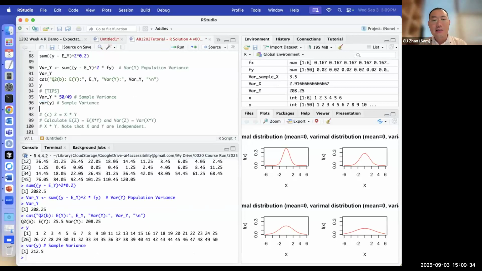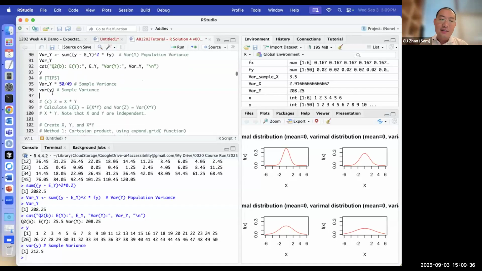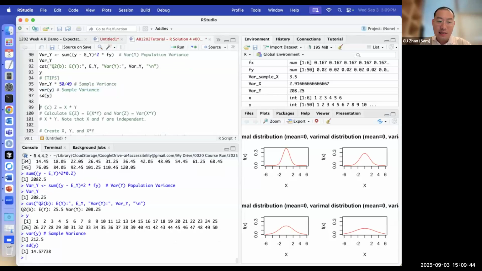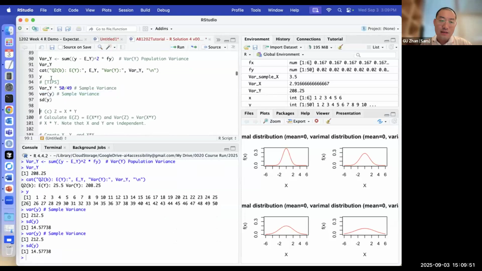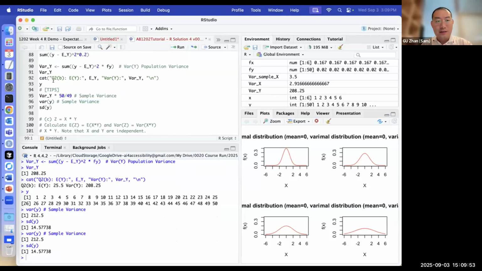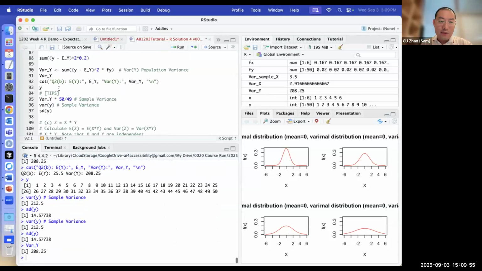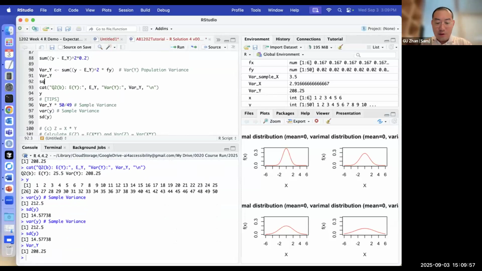In the meantime, just for your awareness, the internal R function var y, or sd of y, which gives you the sample standard deviation, is a sample statistic. It is not a population variance or population standard deviation. So your population variance is this, then your population standard deviation is SQRT, the square root of VRY.